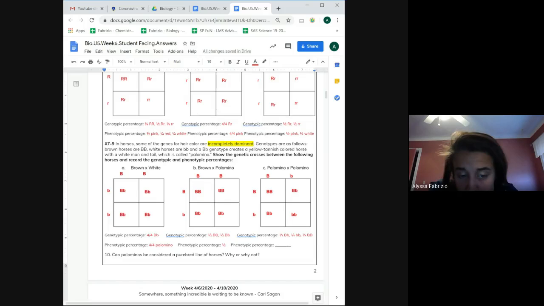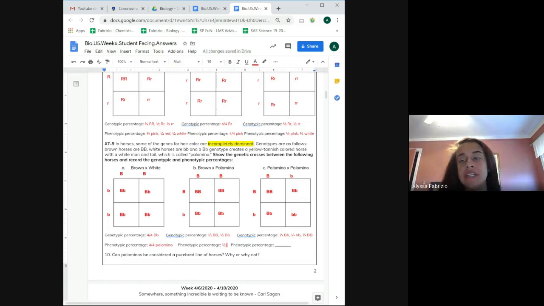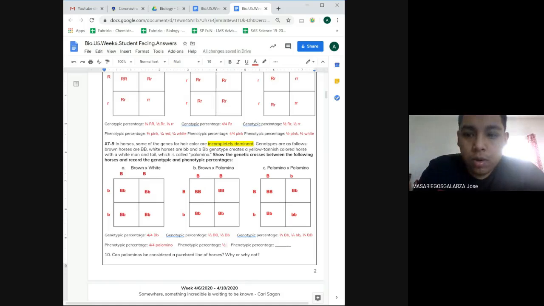Recessive, right? Well, what do uppercase letters represent? Yeah, very good. Dominant. So remember, uppercase letters represent dominant, lowercase represent recessive. So if we have two uppercase B's, what color will our horse be? It'd be heterozygous dominant, right? Heterozygous dominant or uppercase B's.